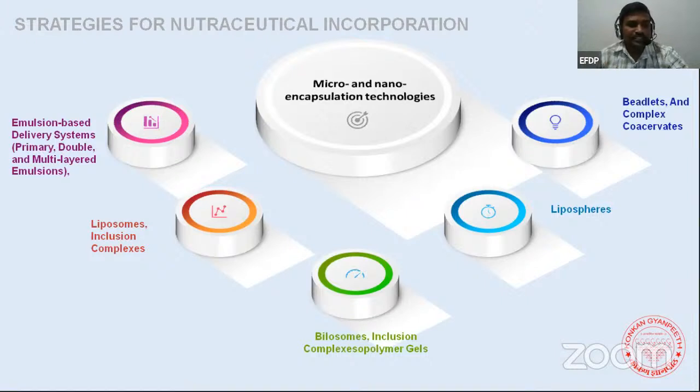There are different delivery systems available, but when we design emulsion based delivery systems, likewise primary, double, multilayer emulsions, then liposomes inclusion, bilosomes inclusion, along with liposphere bailage that we discussed in our prior lecture. The bailage is nowadays very acceptable, and only one company I saw is preparing it. There are many companies, but one company is a leader in this, doTERRA. doTERRA is preparing the peppermint bailage also. They have used saccharin, so specifically we have to think about the customer also. It should be sugar free, and palatability is required. So that is one of the methods or strategies we can use, the micro or nano encapsulation technology.